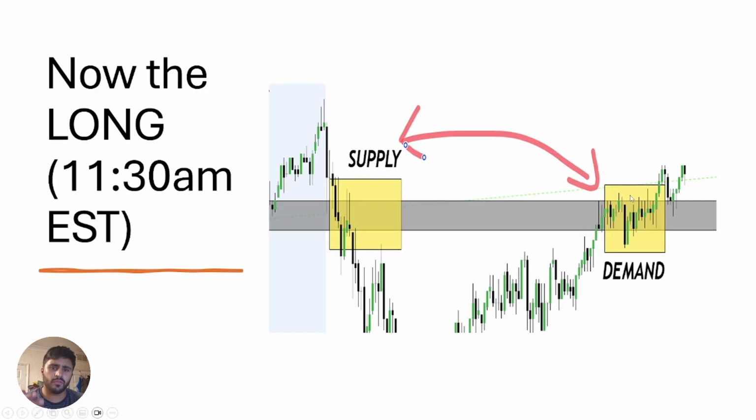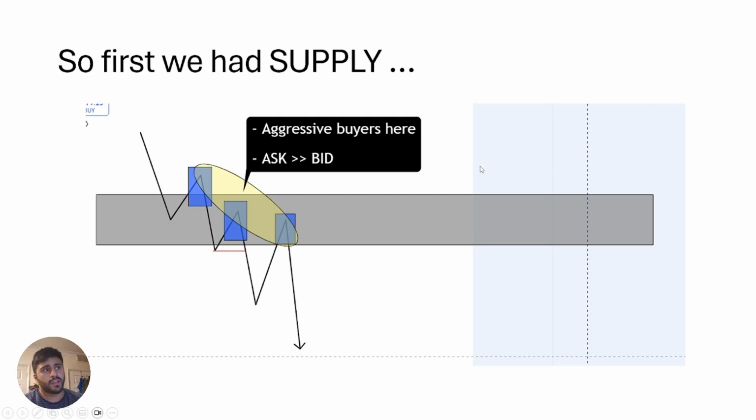Now, the way that a key level forms is it can either be supply or it can be demand, right? So here, without even looking at the order flow, we can see heavy wicks and there were aggressive buyers in this region, right? So these aggressive buyers have driven price down, right? This was an area of supply. So how does a supply form? A supply forms like this.